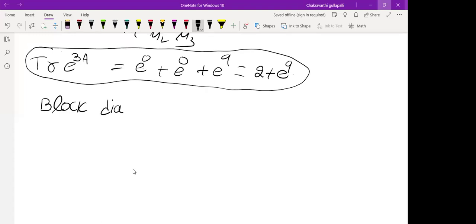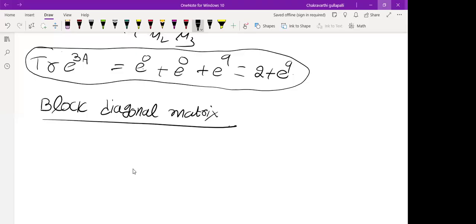Block diagonal matrix. This concept may help you in doing some questions. What is meant by a block? A matrix is also called a block. Diagonal block, you know diagonal matrix. Diagonal matrix means principal diagonal entries will be there, remaining all zeros. Now diagonally you are having blocks. Then it is what is called a block diagonal matrix.